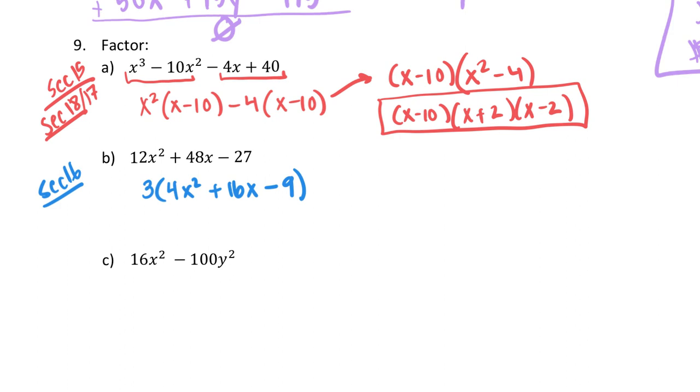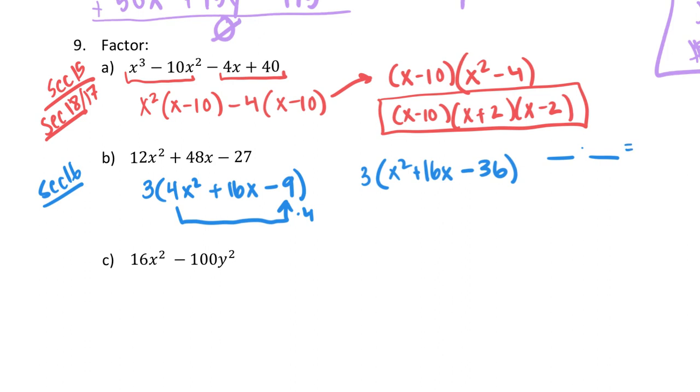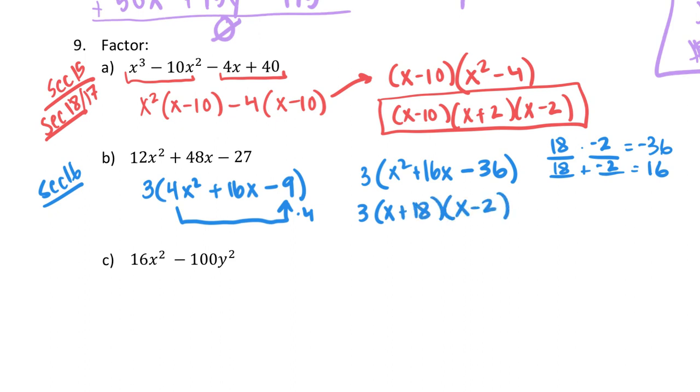Okay, I'm going to factor this by taking that 4, multiplying the 9. We have x squared plus 16x minus 36. Okay, so we're going to look for the factors that multiply to get to negative 36 and add to positive 16. I believe that would be 18 and negative 2. So we've got x plus 18, x minus 2.